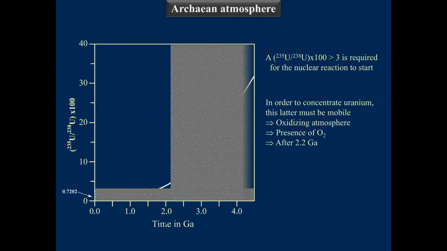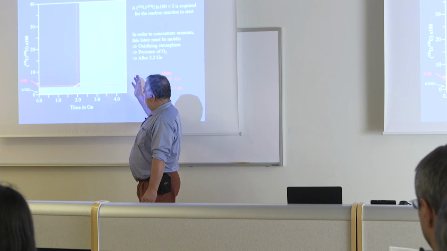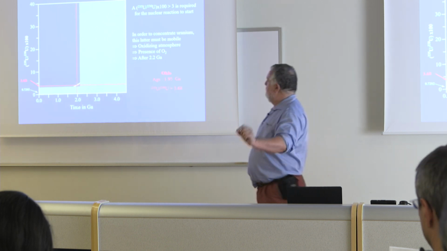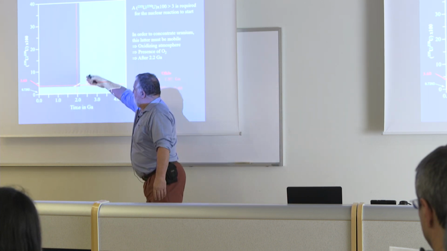We can see that in order to have this reaction, we have only a very small window when it was possible. The age is 195, and the ratio was this ratio here, 3.68. But what is interesting in this case is that there was a very small window for this reactor to take place, and of course it can take place only when it was possible to concentrate uranium. That means only after the apparition of dioxygen in the atmosphere. So the limit is also before this one.